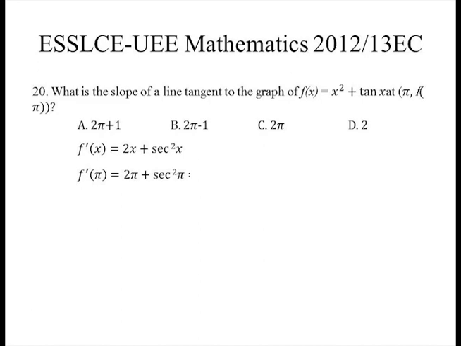Secant pi is negative 1. Negative 1 squared is positive 1. So f derivative at pi is equal to 2 pi plus 1.